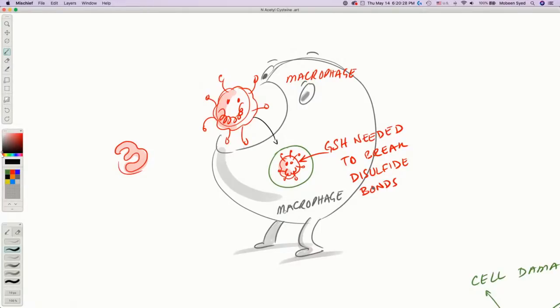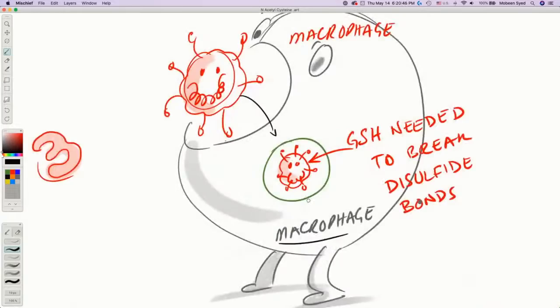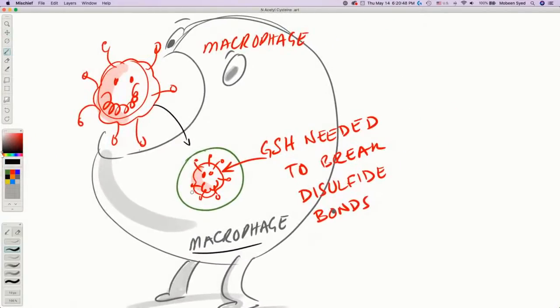first responders, for example, macrophage in this case, inside the cell at that time, it is important that lysosomal activity start. What does that mean? The activity to break down the pathogen, that has to start. And for that activity, for breaking down a pathogen, what do we normally do? We break disulfide bonds in that pathogen, in the proteins of the pathogen. And guess who is needed for that?